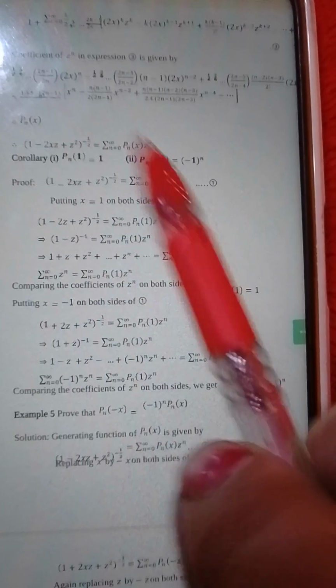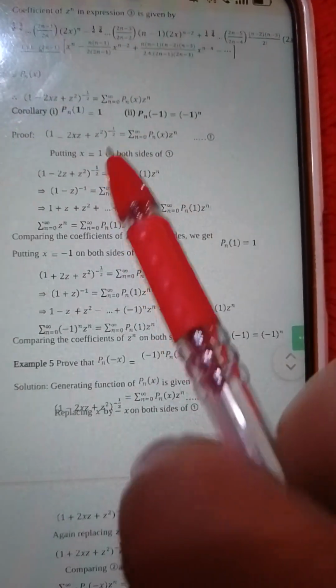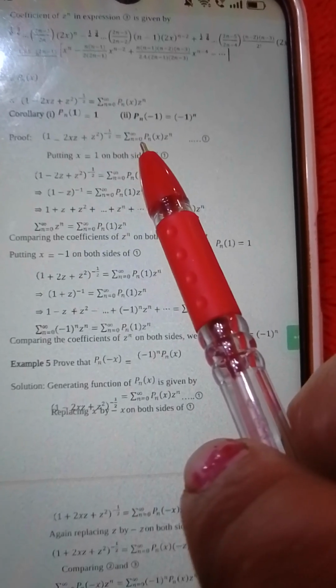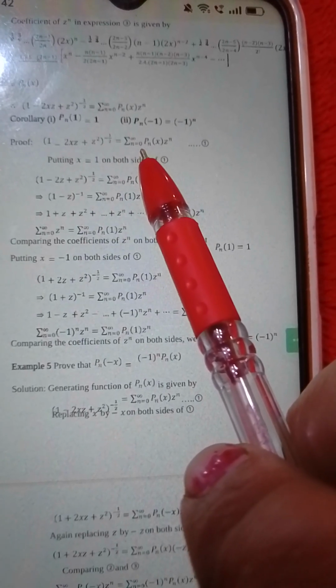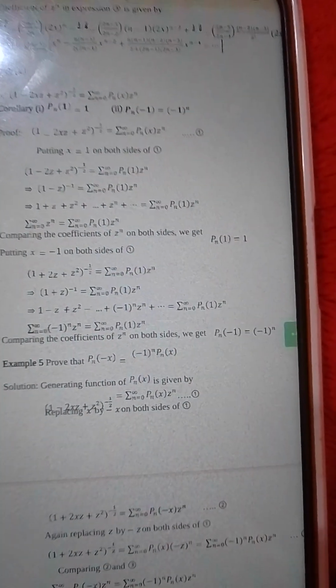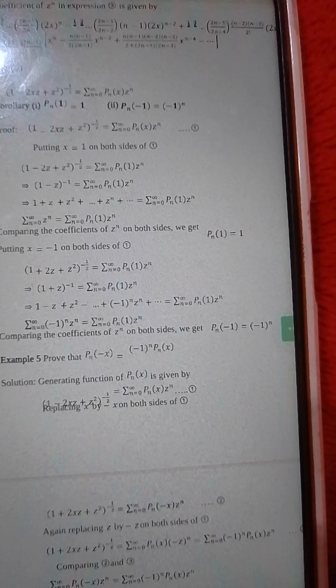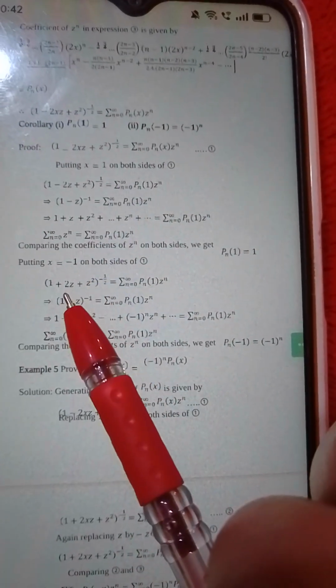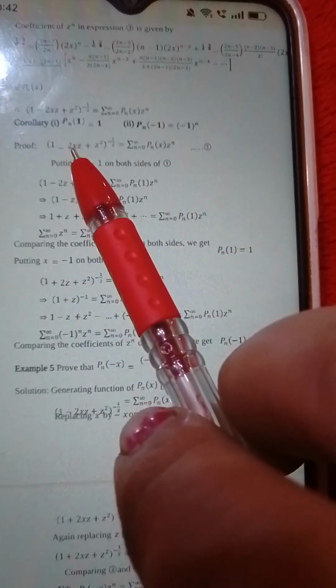Now the second corollary. Again we will use this. This time in place of x we will put x equals minus 1. In the first corollary we put x equals plus 1. In the second corollary we will put x equals minus 1. Putting x equals minus 1 on both sides, this term will become positive.